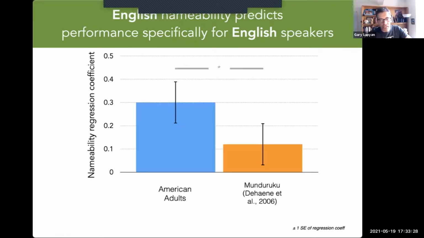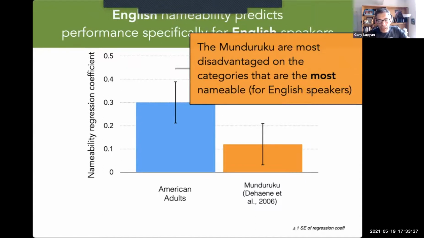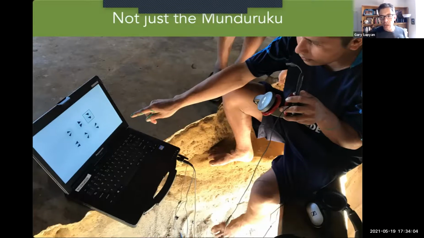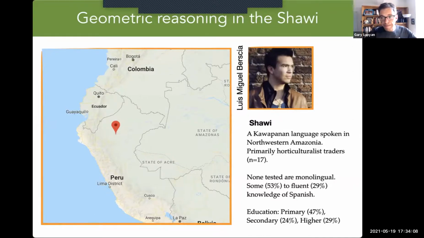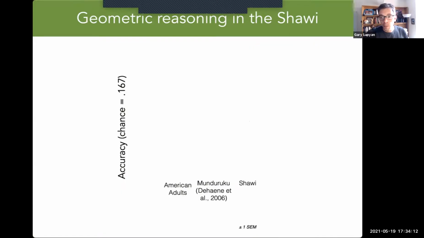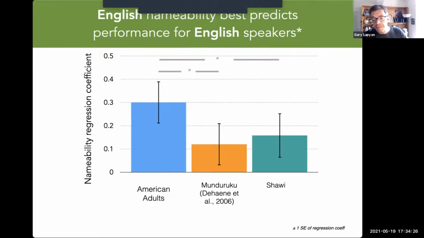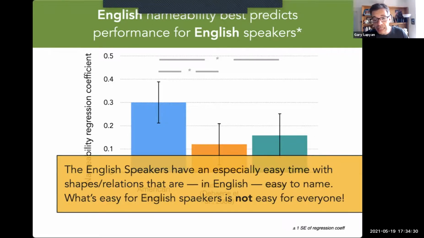English nameability predicts performance for English speakers, not really for the Munduruku. Another way of putting it is that the trials in which the Munduruku are most disadvantaged relative to English speakers are the ones that are most nameable for English speakers. Here's that relationship. So high here means a relative advantage for American adults, and you see that those are the ones that are most nameable. It's not just the Munduruku. We've replicated this in another group, Shawi, who on average perform even worse than the Munduruku. Replicate the nameability. So what's easy for English speakers is not easy for everyone.